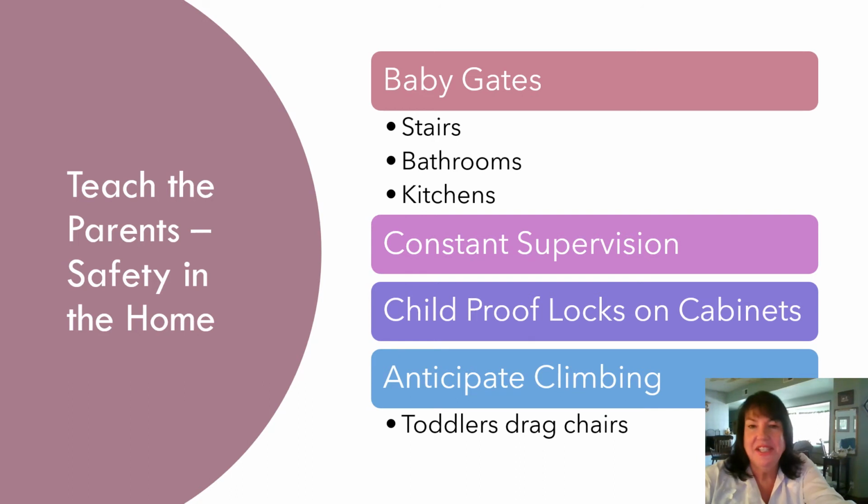These are some of the things that we can teach parents about safety in the home for toddlers. Baby gates, and where would they go? At the top and bottom of stairs, right? Bathrooms. There are toddlers who have drowned in the toilet simply by toddling on into the bathroom and leaning over a toilet with an open top, and the child slips in. So lots of hazards in bathrooms and kitchens for our toddlers. They do need constant supervision. We do not leave them alone.